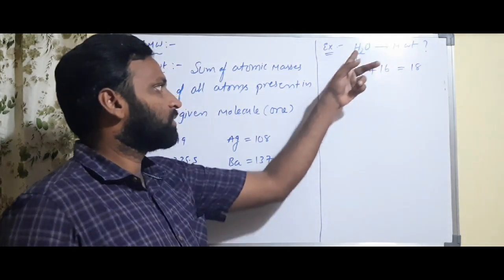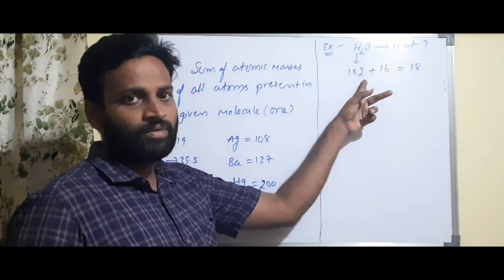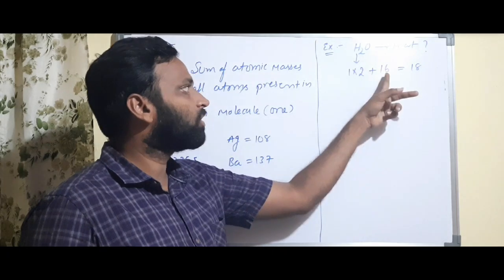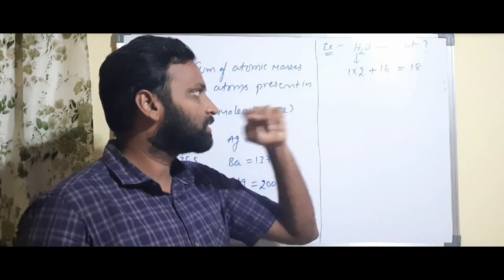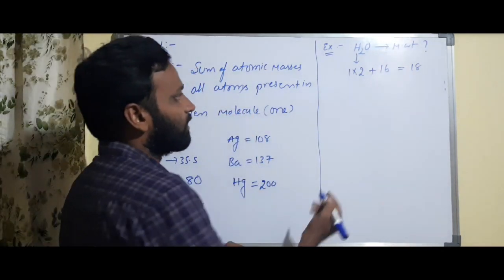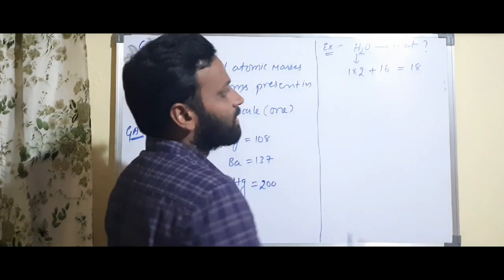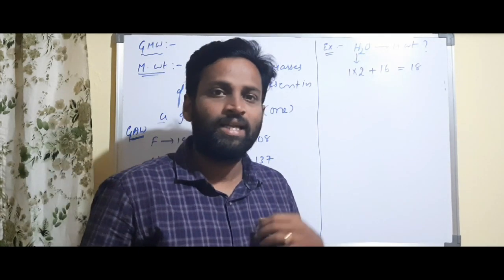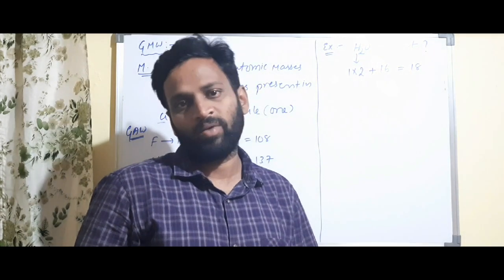Getting what I'm saying? In H2O, you have 2 hydrogens. The hydrogen atomic weight is 1 and the oxygen atomic weight is 16, so 2 plus 16, 18, is the molecular weight. Why multiply with 2? Because there are 2 hydrogens. For however many atoms of that particular element there are, we have to multiply with the atomic weight.